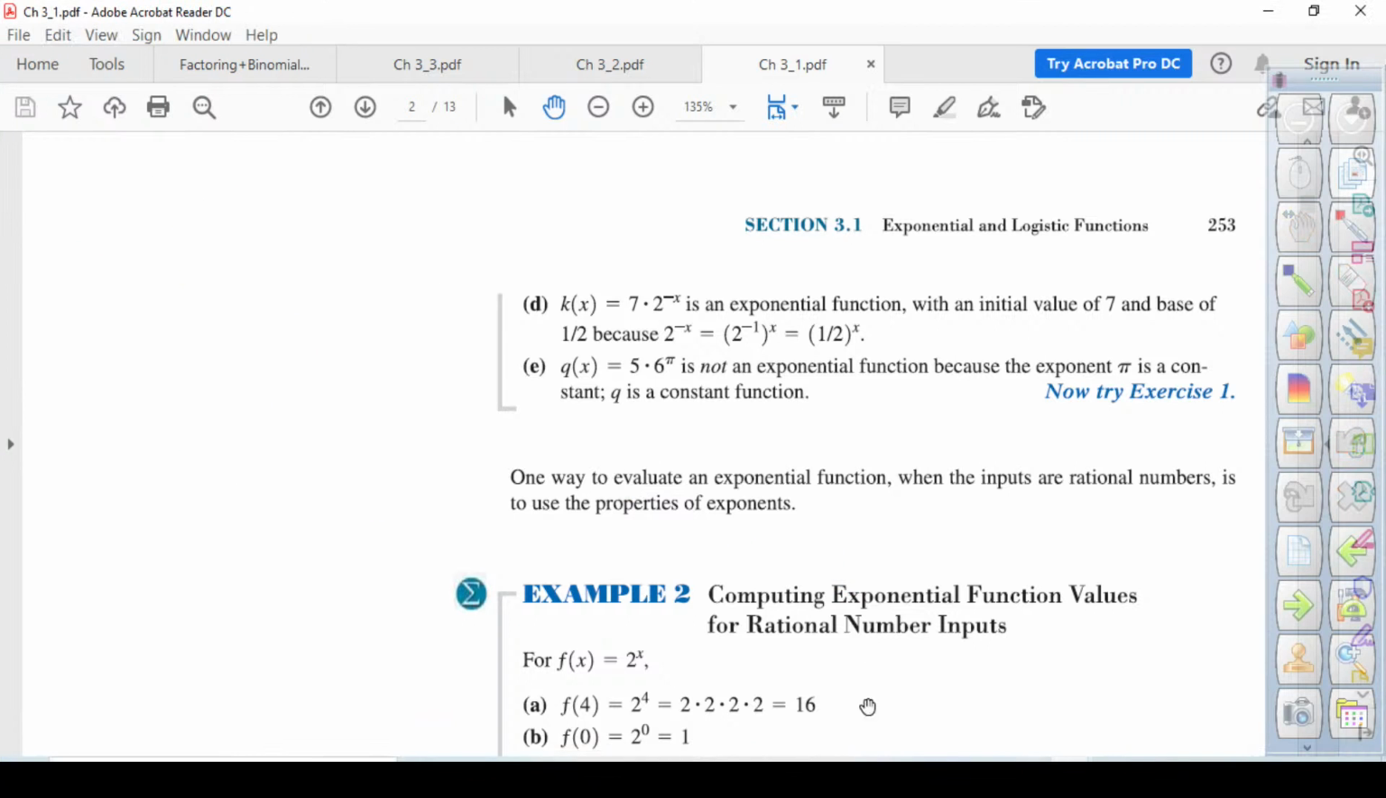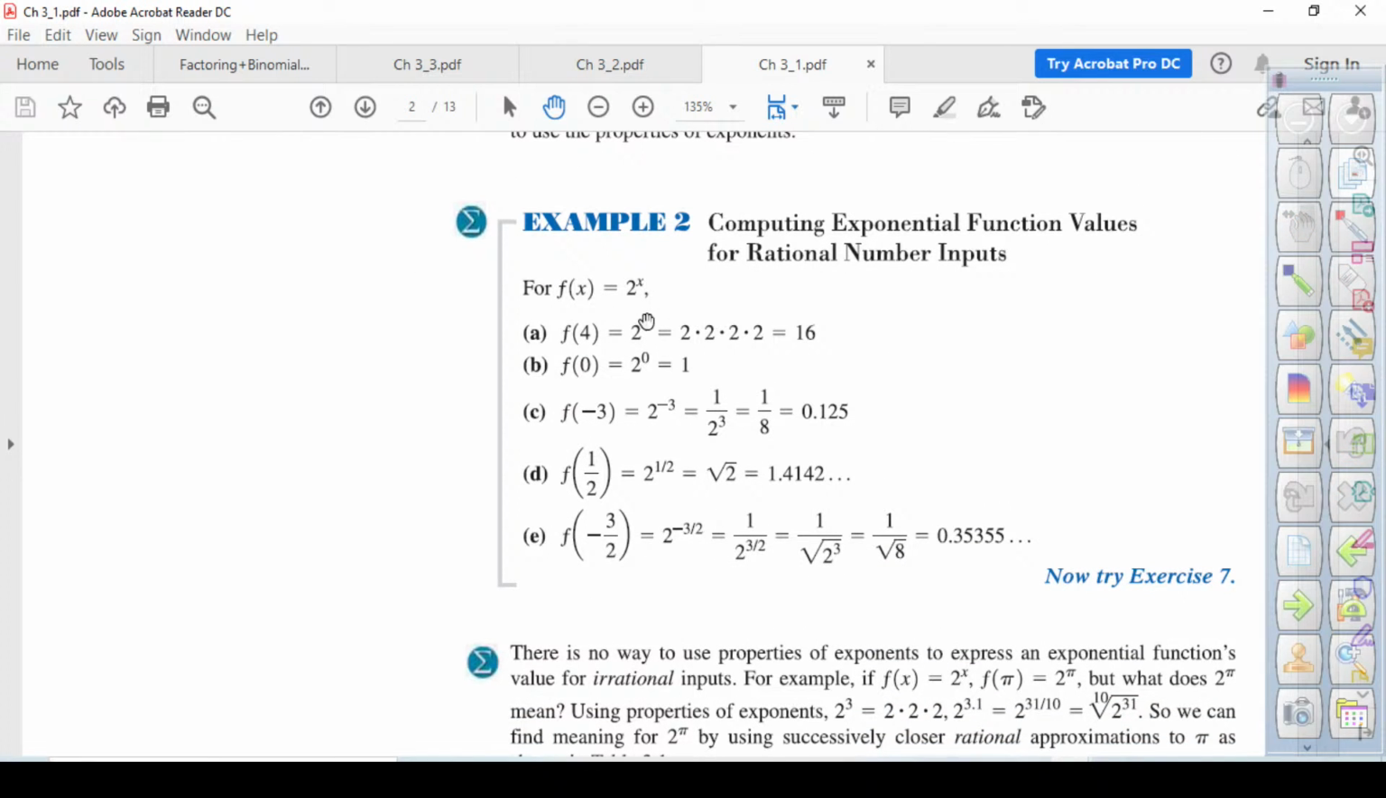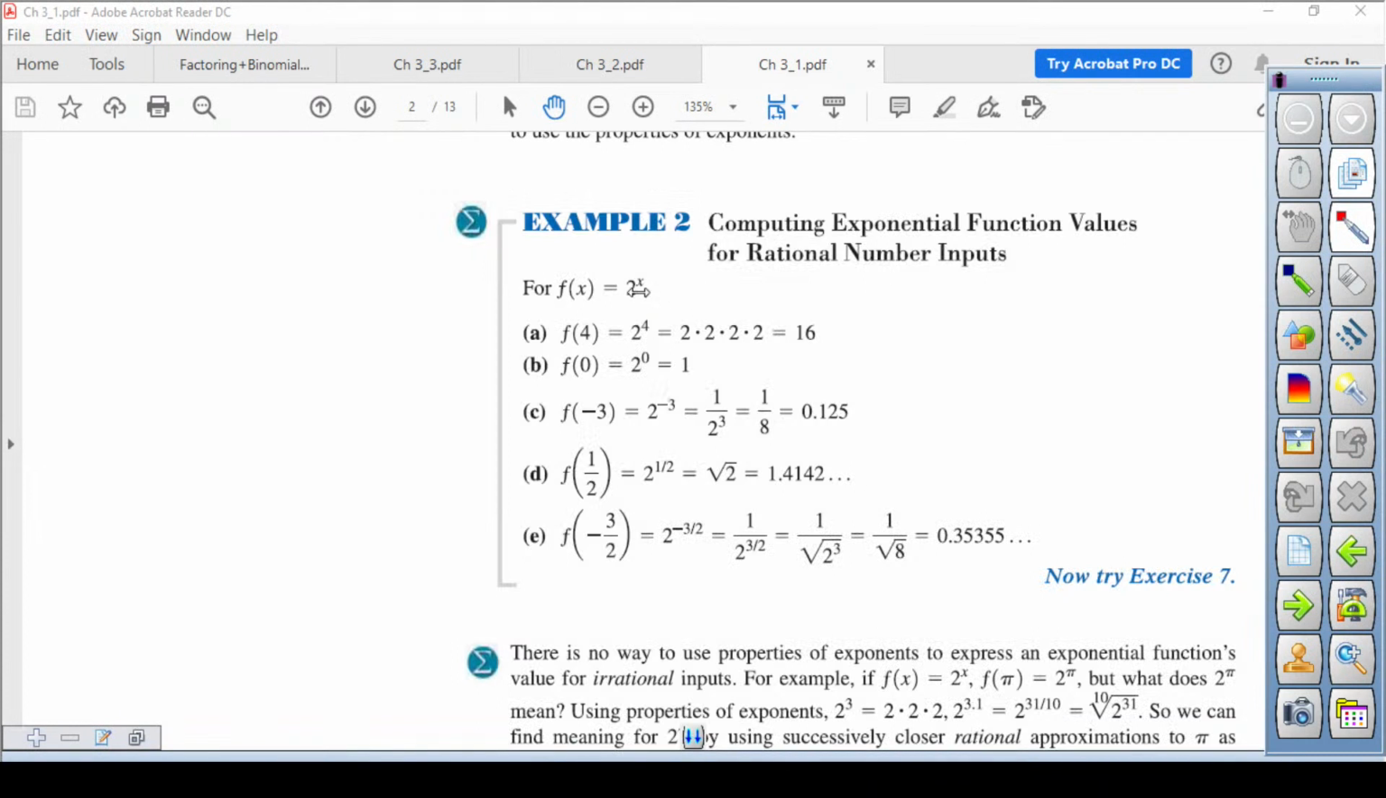All right, let's talk about this one here. We almost touched on every single one of them, but let's touch base again. The function that you have is 2 to the x, and they're giving you some table values. If you put 4, it's going to give you 16. If you put 0, it's going to give you 1. If you put -3, well, you're going to have to flip.